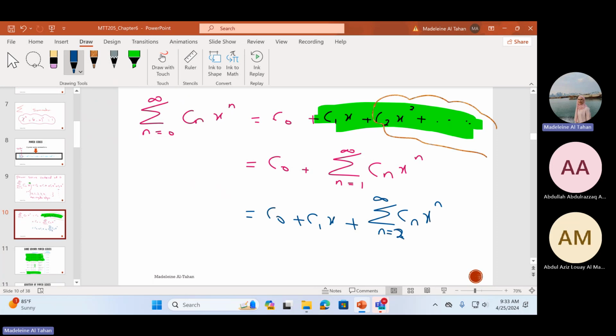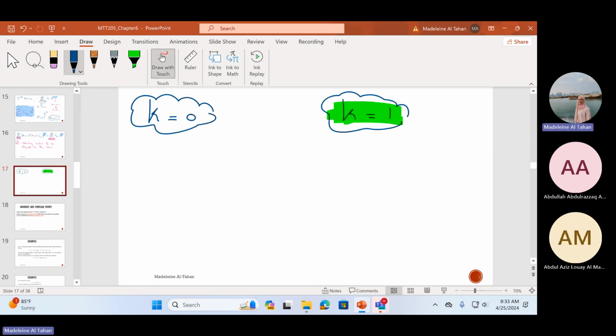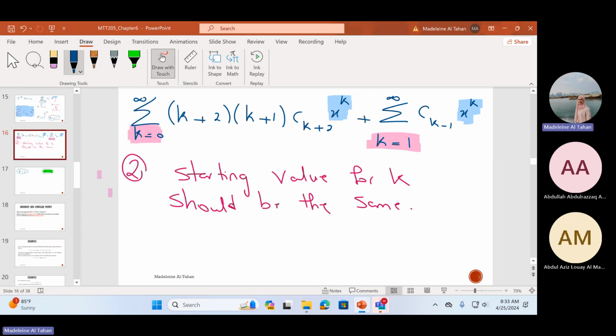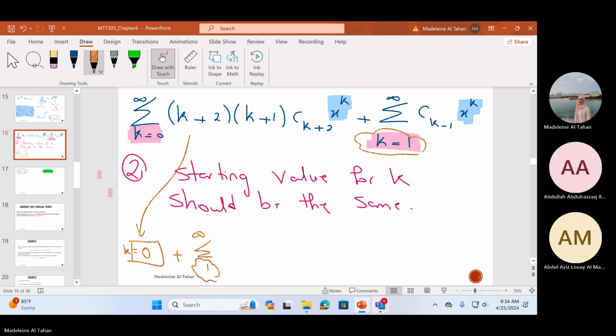Okay, what do you suggest to do here in this case? We have this one starting at 0, so what will we do? Take the k equals 0 term out, plus the sum from 1 to infinity. Why did we choose 1 to infinity and not 2 to infinity? Because if this one starts at k equals 2, is this accepted? So we take k equals 0, plus the sum from 1 to infinity.